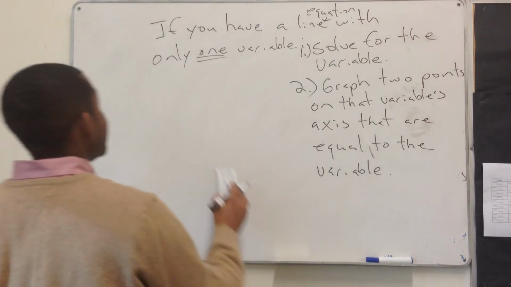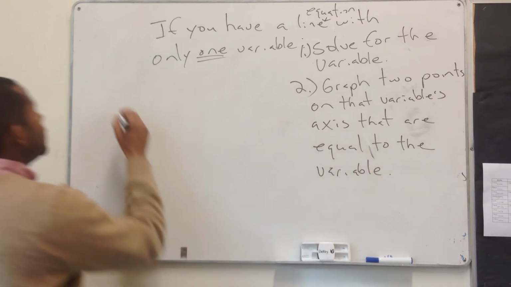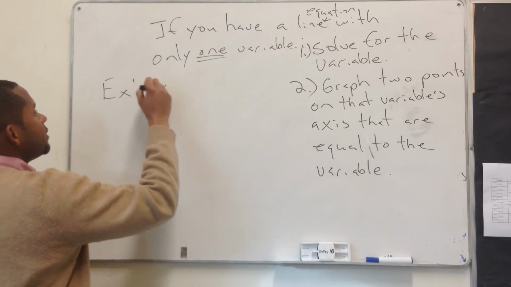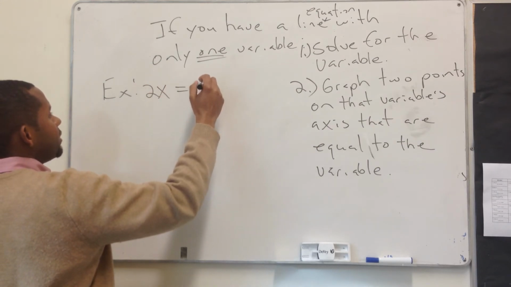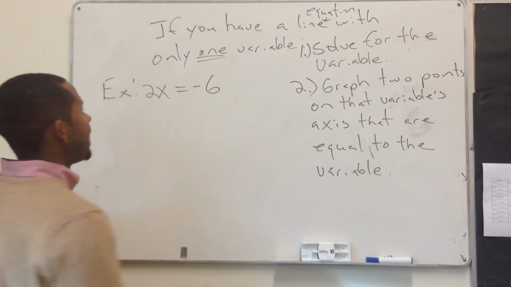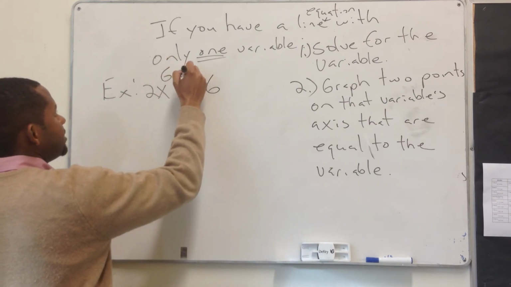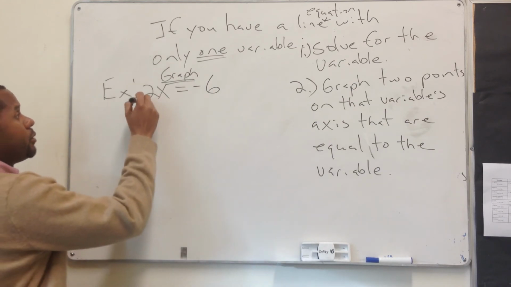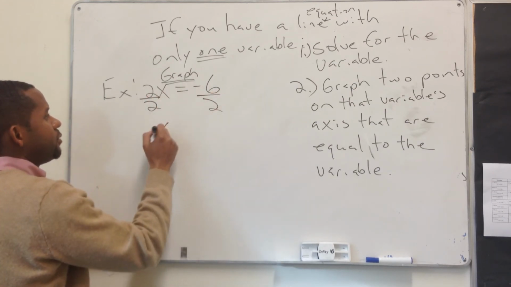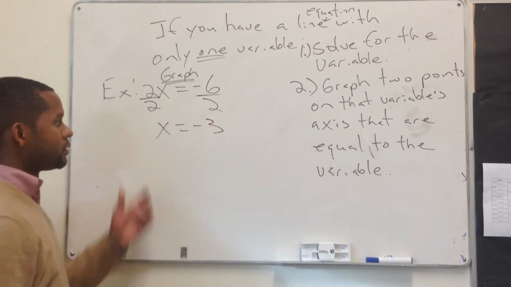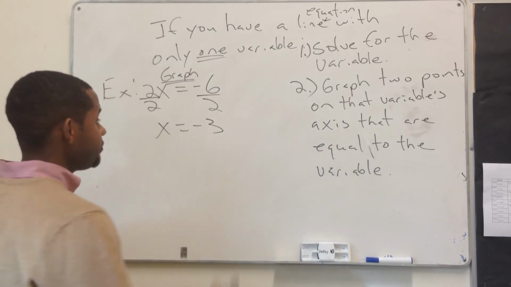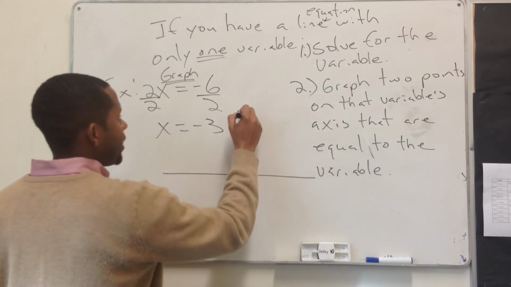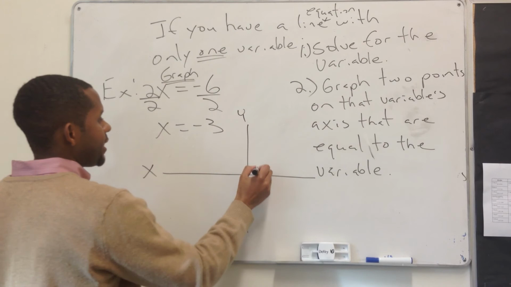Okay? Let's do a nice big example. So for example, let's say I get 2x equals negative 6, and they ask you to graph it. Okay? So, you solve for that variable, divide by 2, divide by 2. X equals negative 3. This is what I need. So, go ahead and draw an x and y axis. This is my y axis, this is my x axis.